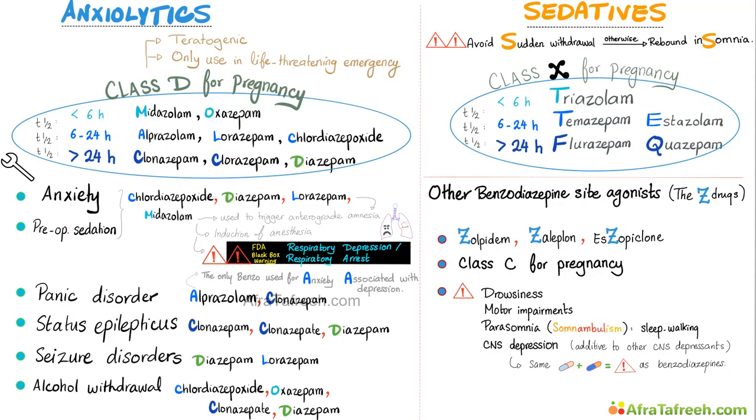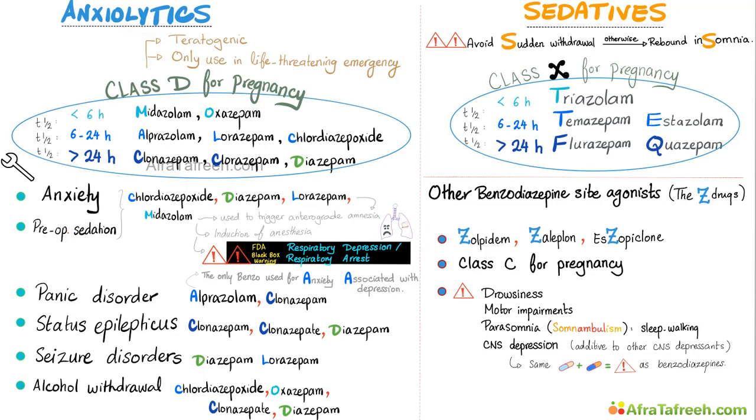These drugs are class D for pregnancy. What does class D mean? Horrible. Class A is the best. B, C, getting worse. D is horrible. X is just forget it. Class D, teratogenic, only use in life-threatening emergency. What is the half-life of these? Short-acting, less than 6 hours. Intermediate-acting, 6 to 24 hours. Long-acting, greater than 24 hours.